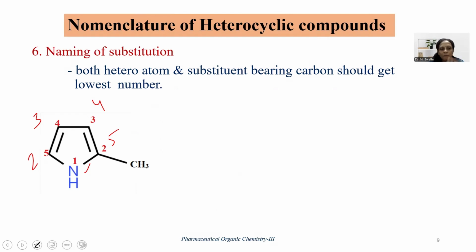But in this example, substitution is present. That is, this particular carbon is bearing a methyl substitution. So as per IUPAC naming, the carbon bearing the substituent should get the lowest possible number. Because of that reason, we have to give position 2 for this carbon because it is bearing the methyl substitution. So the name of this particular molecule becomes 2-methyl. The nature of the group along with the position should always be indicated in the prefix. So the name of this compound becomes 2-methyl pyrrole.